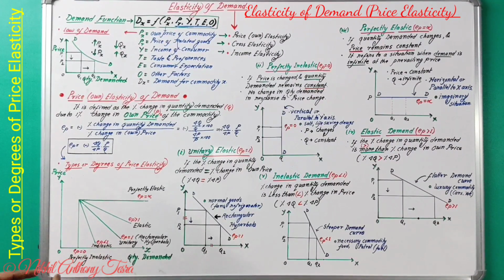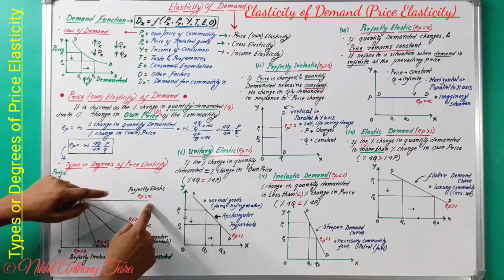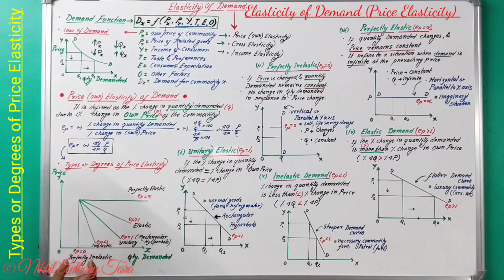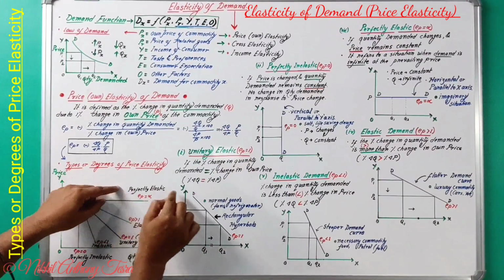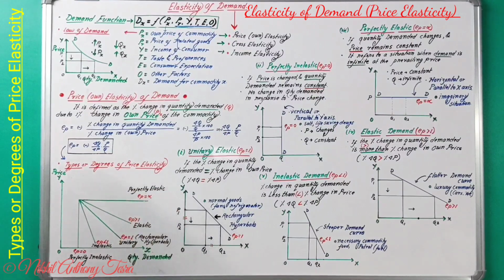Now, how are we defining these? EP equals 0 is known as perfectly inelastic. The opposite of this will be EP equals infinity. In EP equals 0 we say perfectly inelastic. So you remove 'in'. What will be the case? Perfectly elastic. So this is going to be your perfectly elastic, EP equals infinity.